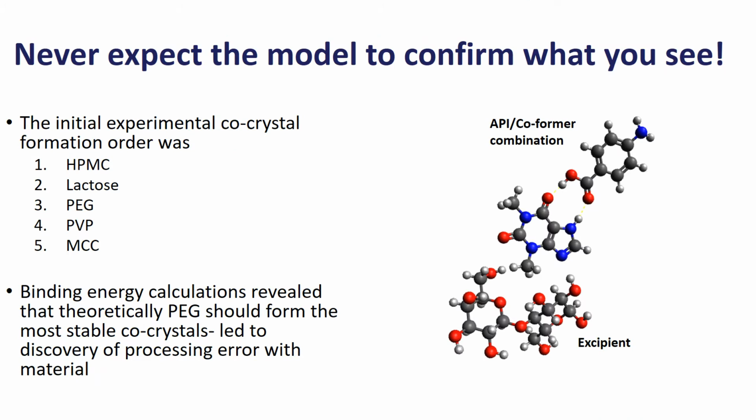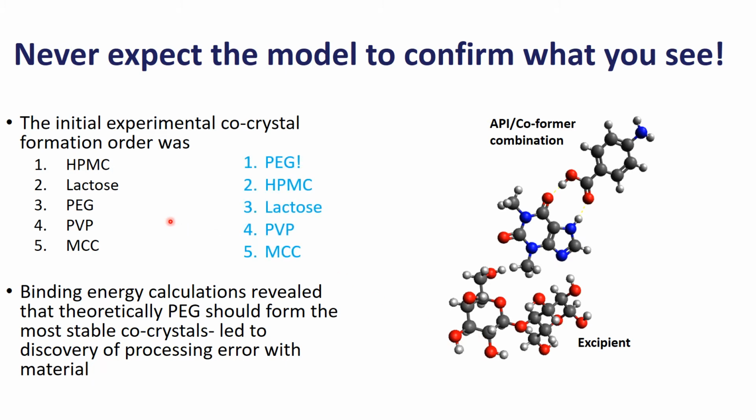So, also a great case study on not expecting the model to confirm what you're seeing in the lab. This was the initial order that was brought to us, so that we hoped we'd be able to rationalize HPMC and lactose on top. But when we ran our binding energy calculations, which was looking at this is our API and co-former molecule, and this is our excipient molecule, and this is how they would see each other in that process. It's all powder based, so you have your free molecules interacting with each other in this manner.